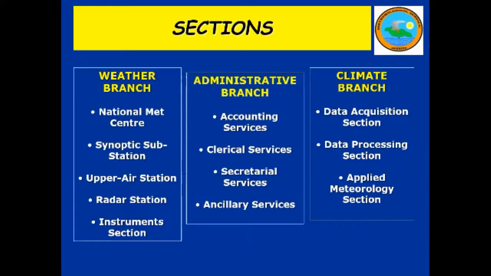Let me repeat, inside the Meteorological Service, there are 3 main branches. They have the weather branch that deals with all weather-related activities. You have the administrative branch, which deals with all the accounting and clerical service activities. And then you have the climate branch that deals with data collection, data processing, and preparing the type of weather information to know if our climate is changing or not, right? So that is the 3 main branches, right?